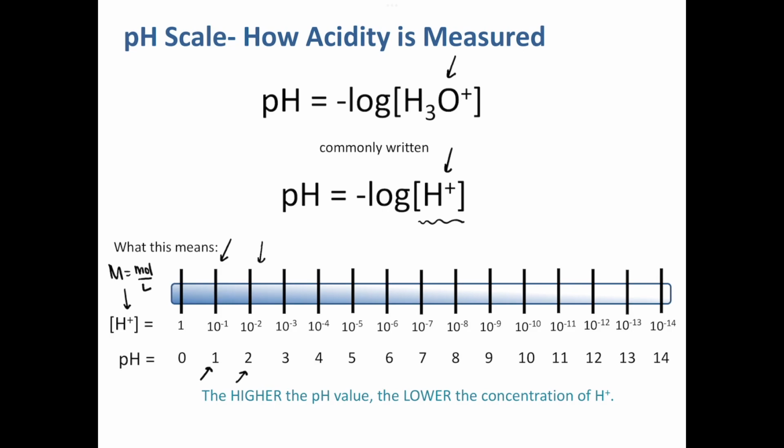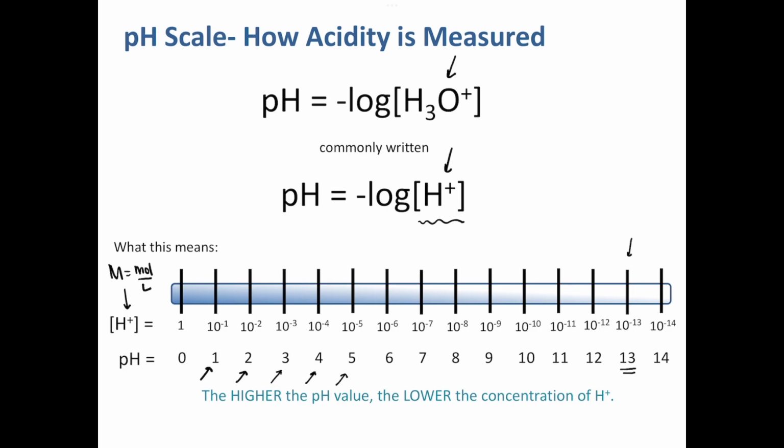So a couple of things to notice here. As your hydrogen ion concentration decreases by a factor of 10, your pH increases by 1. So the higher the pH value, the lower the concentration of our hydrogen ion. If you were to look at a solution with a pH of 13, that would mean your hydrogen ion concentration is 1 times 10 to the negative 13th molar, so very, very small.